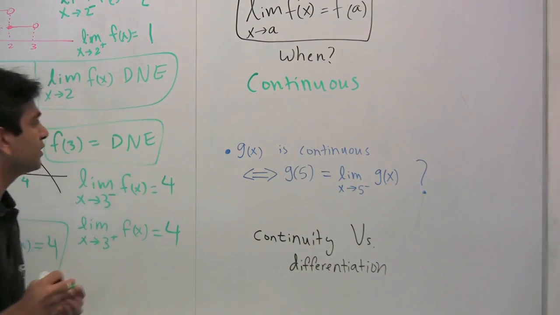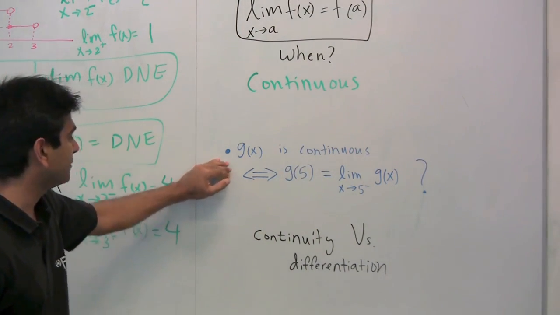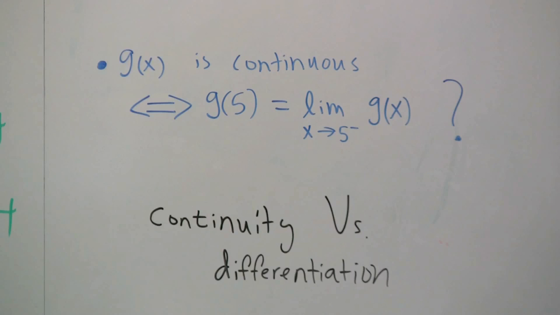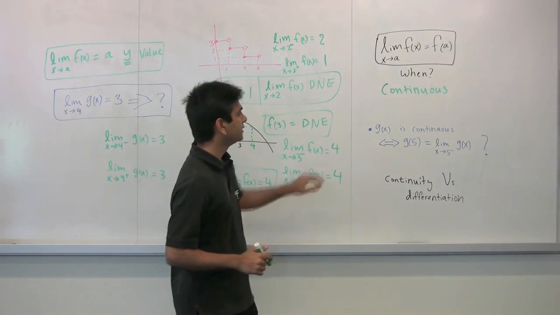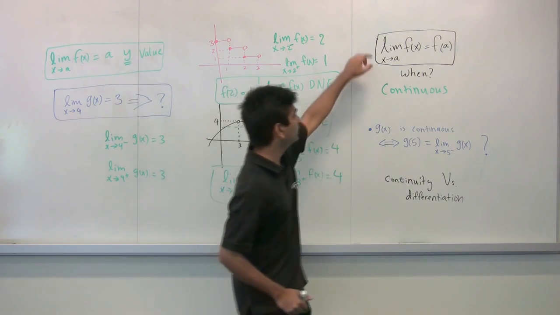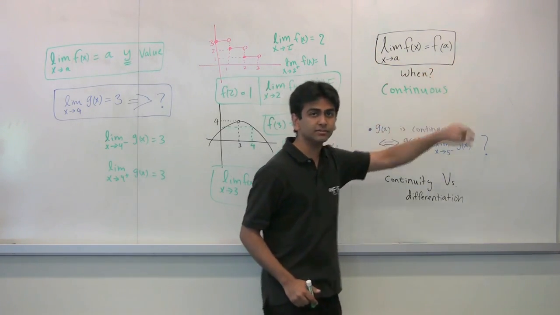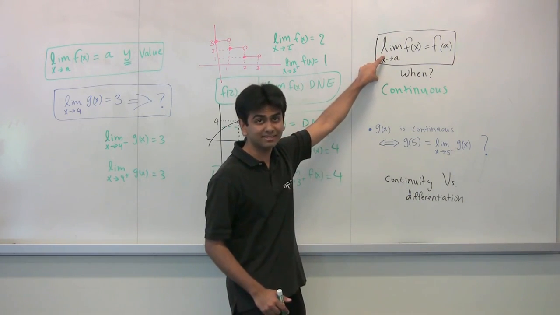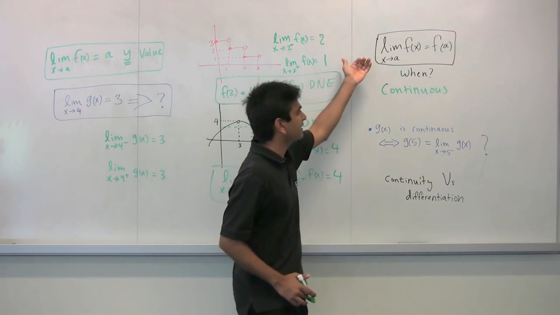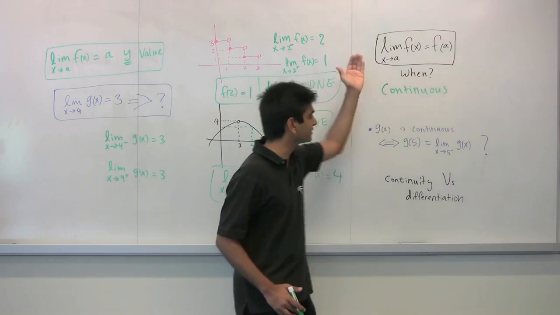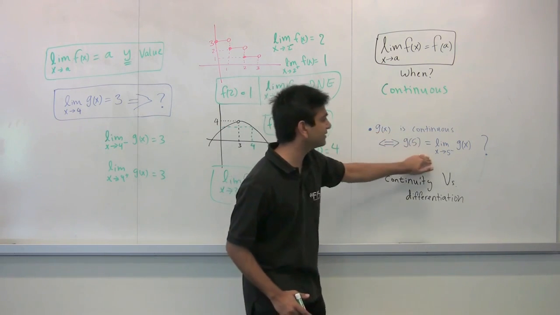Now, let's look at an example over here. If g of x is continuous, that implies that g of 5 equals the limit as x approaches 5 from the left of g of x, and the other way around. Which of these are true? Well, if we know that g is continuous, we know that the limit actually equals the y value, and we know that if the limit exists, it equals the left and the right-handed limit. So clearly, the left-sided limit will also equal the y value if it's continuous. So if it is continuous, then it does imply this.